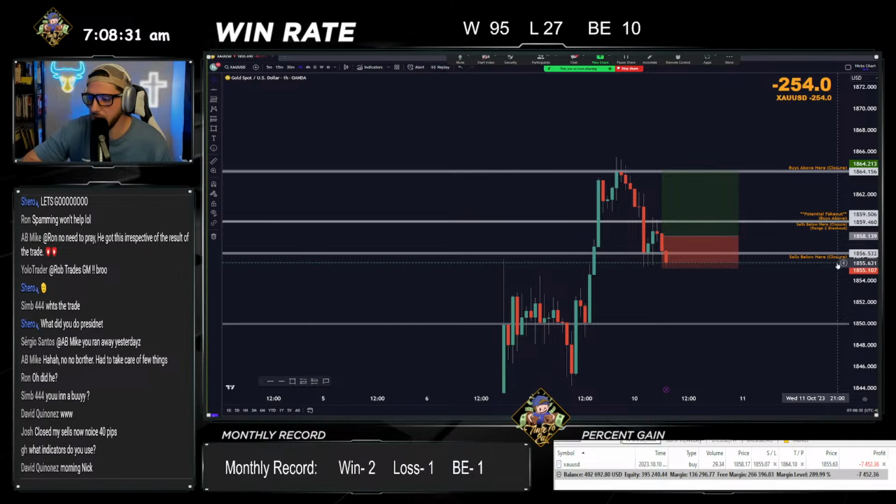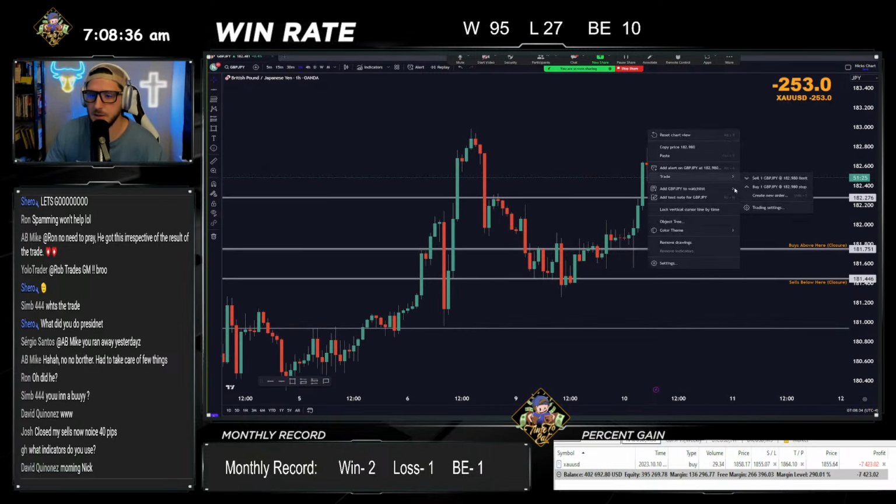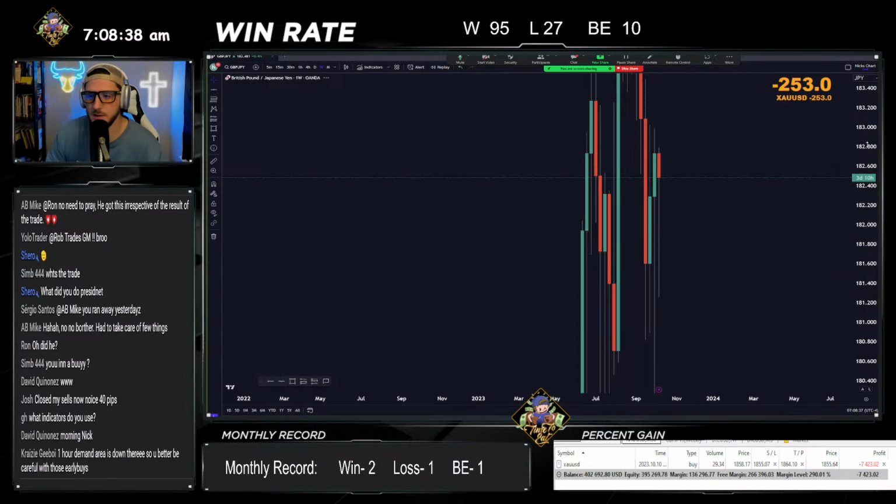Which indicators do I use? I really don't use many indicators at all. Let's go ahead and take a look at pound yen as well while we wait. Let's see what we got going on here.